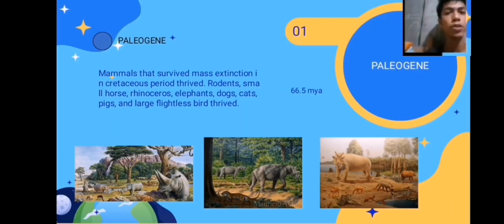66 million years ago, the Paleogene period is the first of the three periods in the Cenozoic era. After the last mass extinction event in the Cretaceous period, the mammals that survived, like rodents, small horses, rhinoceros, elephants, dogs, cats, pigs, and large flightless birds, began to thrive. During the Paleogene, the continents drifted farther apart, heading towards their modern positions, and oceans widened gaps.